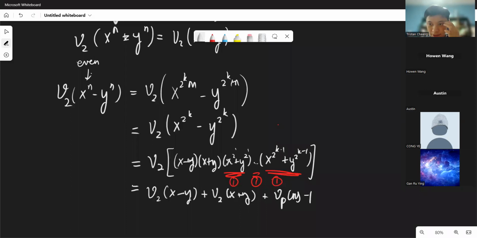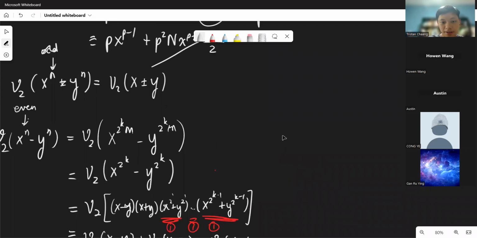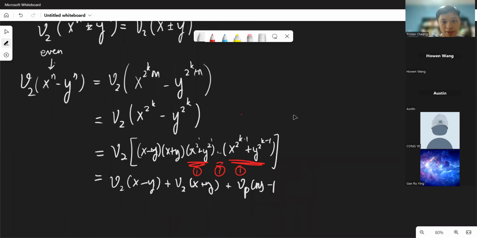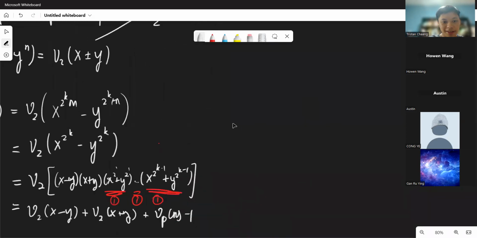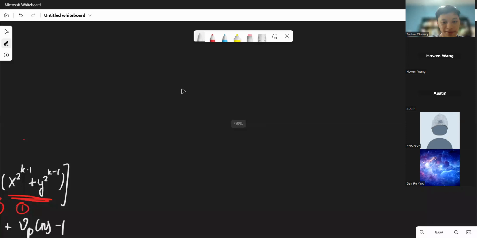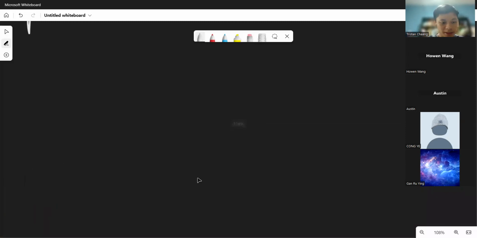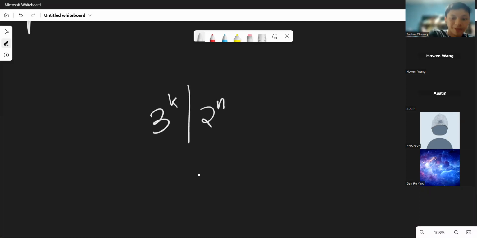Okay, so for the last 20 minutes, let's just try the problems. Wow, it's very laggy. So the first problem: let k be fixed, find all natural numbers n such that 3 to the k divides 2 to the n minus 1. So k is fixed, find all n.